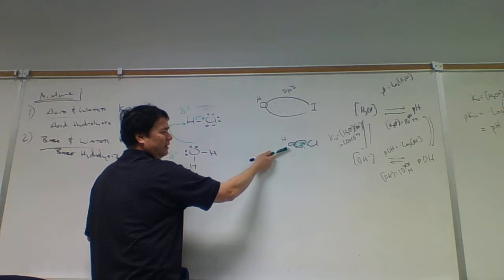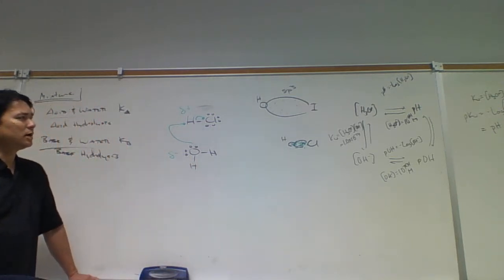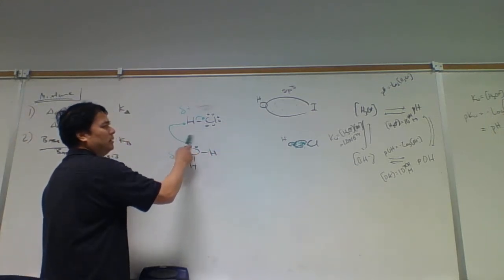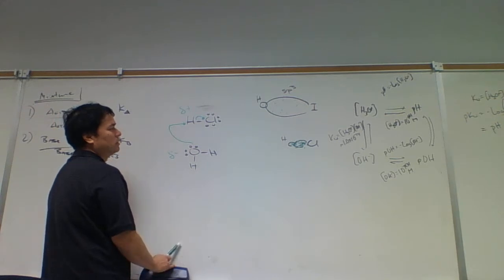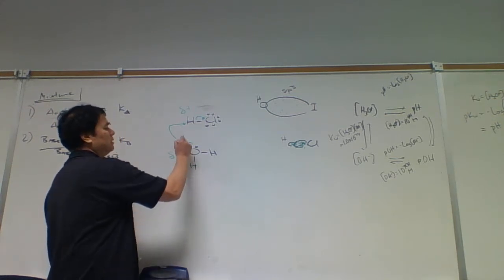Well, who's going to win? It turns out the oxygen's going to win in this case because it's a strong acid. And up here, it's the same thing. It's even easier. This oxygen is a small atom with quite concentrated electron density in this particular orbital. So we can see this like this.